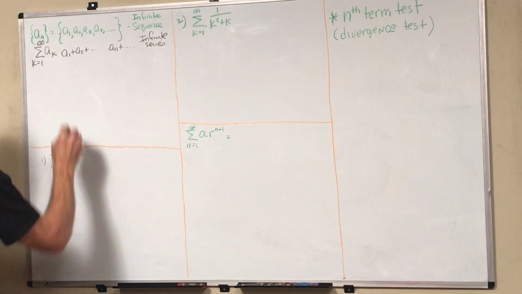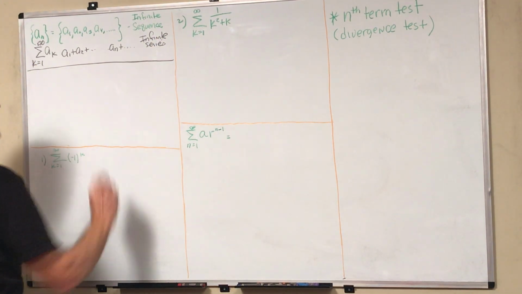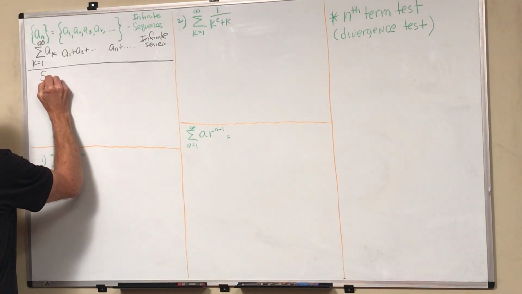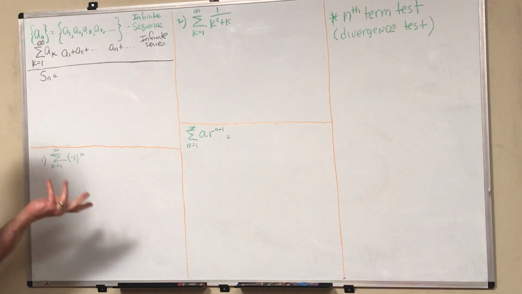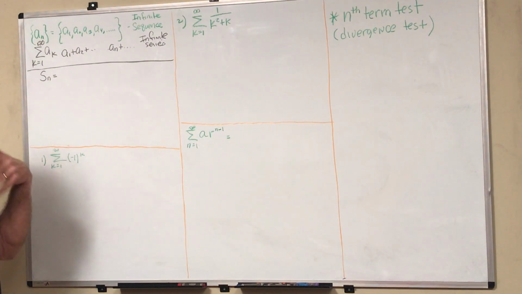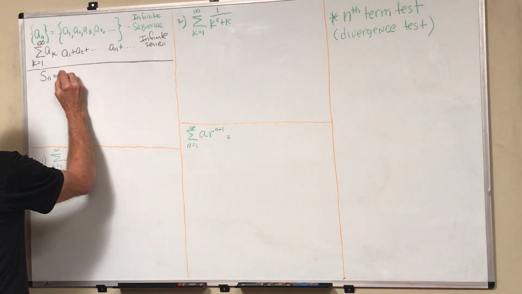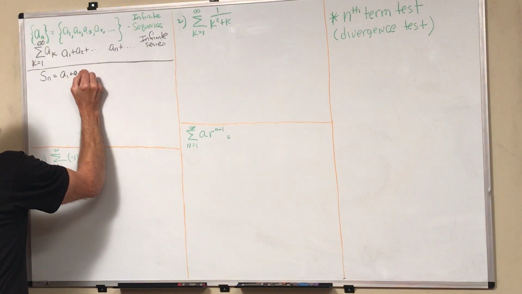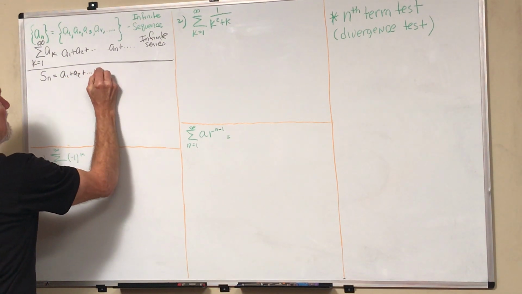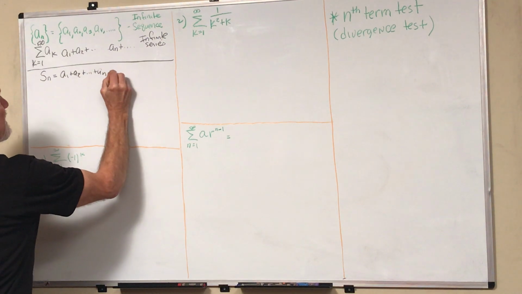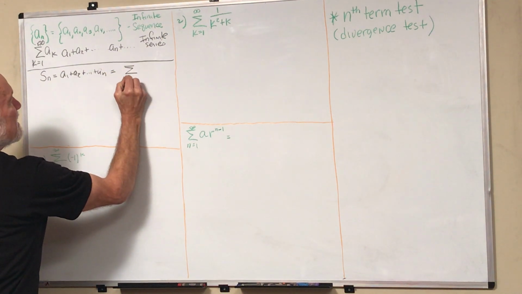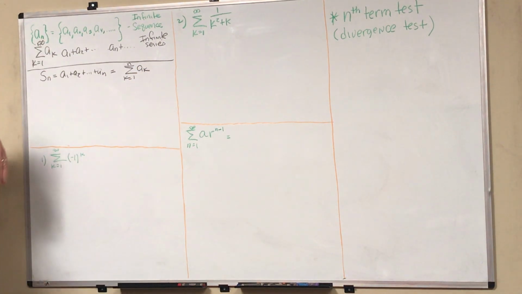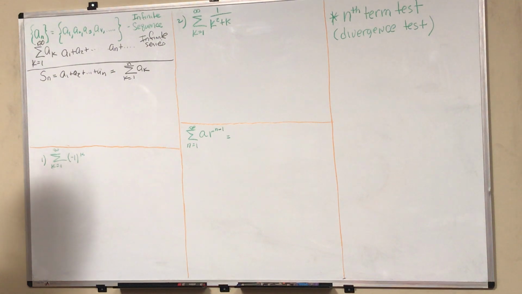And then we're also going to define, that's just a definition, a partial sum, S sub n. And all a partial sum is adding up the first n terms. So this would be a sub 1 plus a sub 2, just stopping at a sub n. So you could write it instead of going from 1 to infinity, you just go from 1 to n.